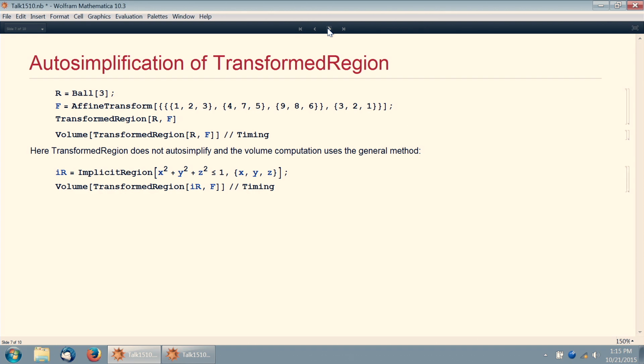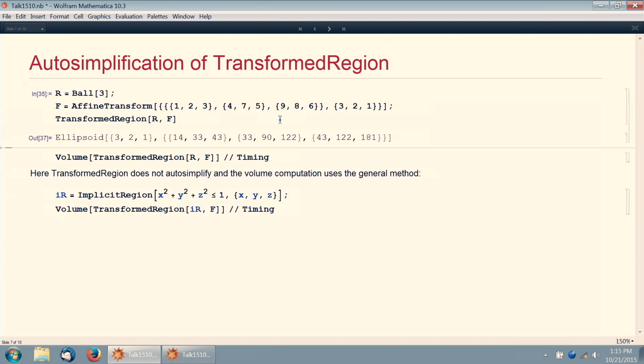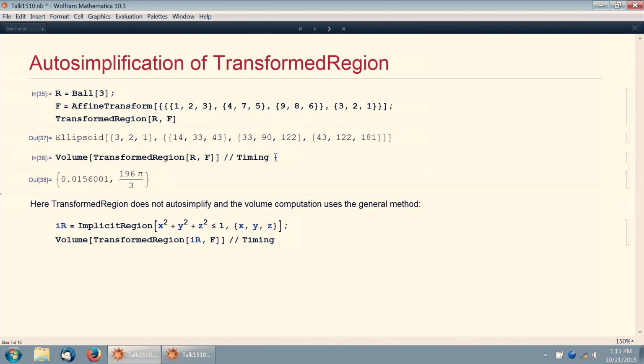So, auto-simplification of a transformed region. Here we have a ball. We transform it using an affine transform, and the result is an ellipsoid. And we can compute the volume. Again, it comes back immediately because we have a formula for the volume of an ellipsoid. If we used the general method instead, it would take 10 seconds to compute.